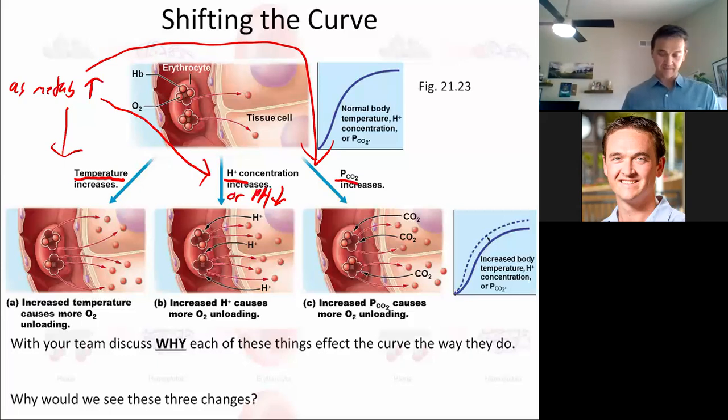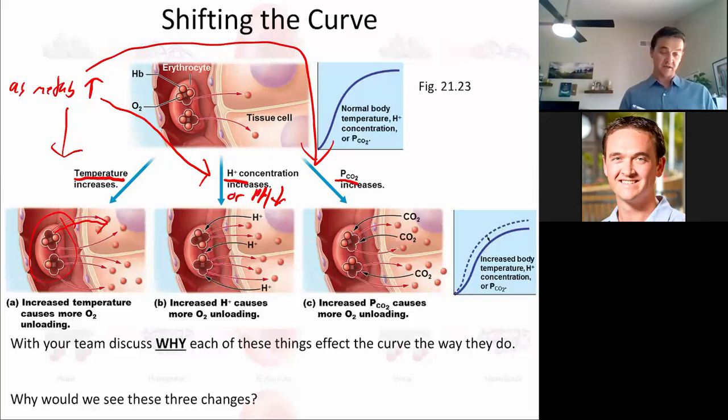Okay, so why does that happen that way? Well, look at the image here. This is showing a red blood cell. It's showing that as temperature increases, more oxygen comes off, so that would be causing the rightward shift. That has to do with the shape of the hemoglobin protein. The hotter that protein is, it's not at its ideal temperature anymore, and it starts to unfold, so it doesn't hold on to oxygen as well, and it lets it go.